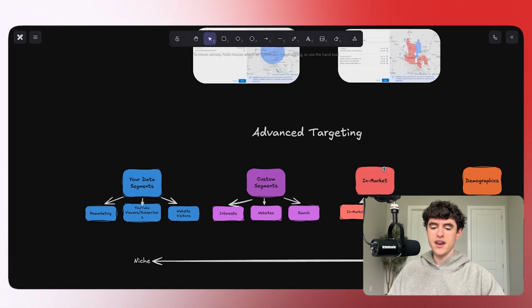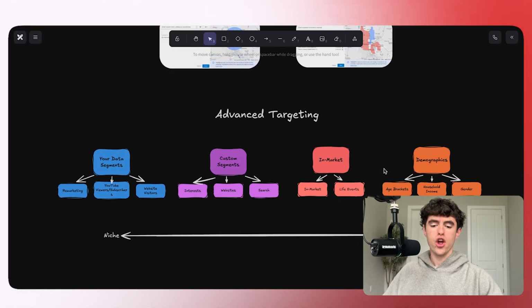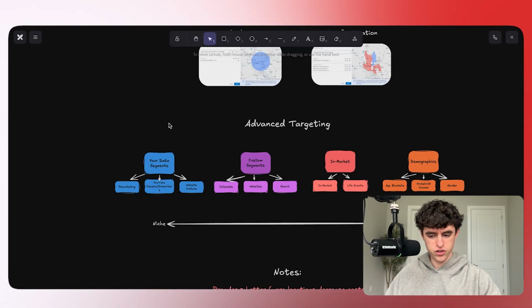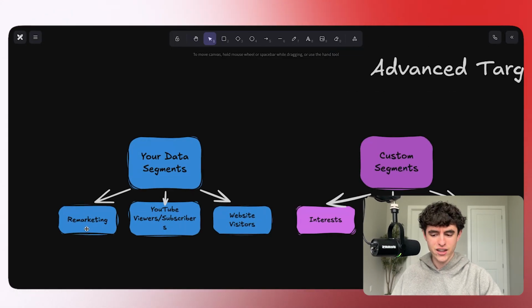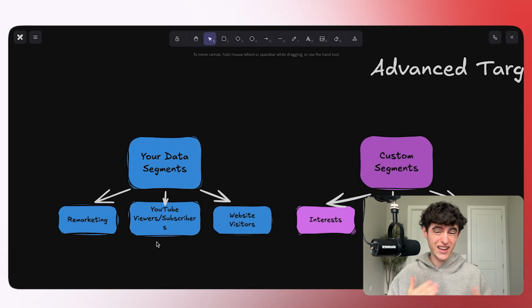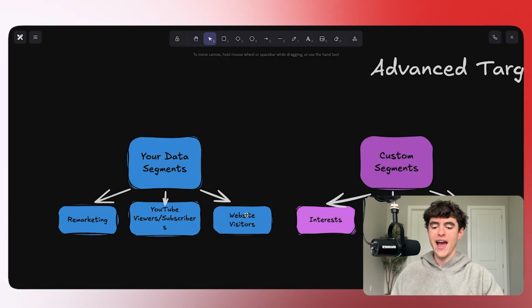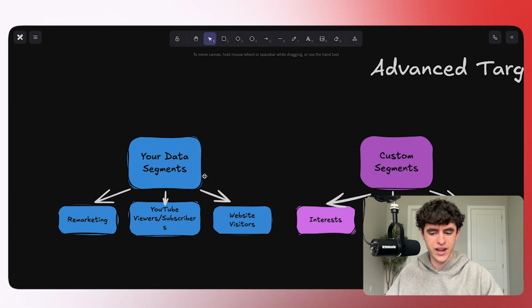I'm going to break this down a little bit more later, but just as a preemptive preface, that's what I would do. Now, as far as the advanced targeting goes, there's a ton of different things that you can do. There's your data segments for retargeting ads or remarketing ads, where you can take existing YouTube viewers and subscribers and website visitors and just target them with a smaller, about 10% of your daily ad budget.